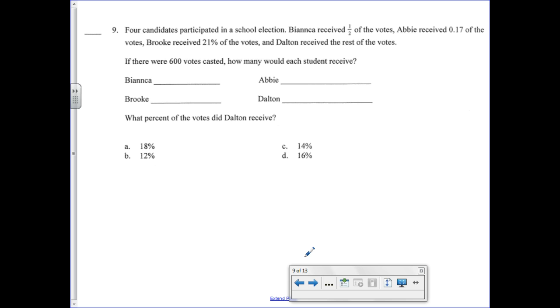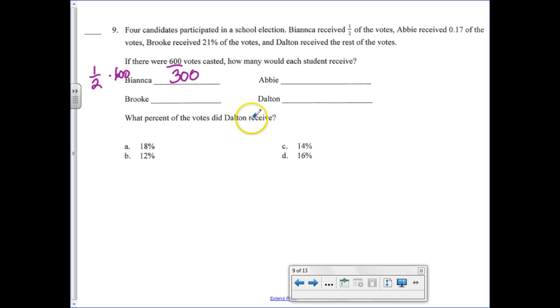All right, we're coming into the last half of the review here. You read through this. Here's Bianca, Abby, Brooke, and Dalton. They each get a portion of the votes. There's a total of 600. So Bianca gets half of the votes. Half times 600 is going to give me 300 votes.